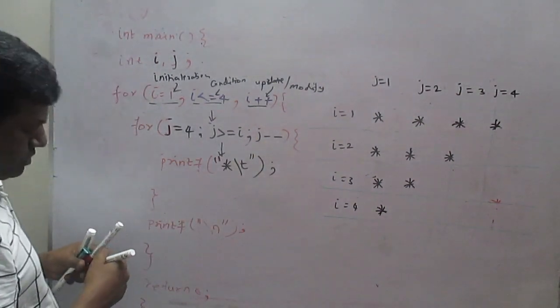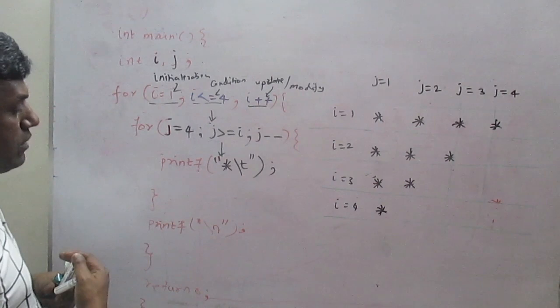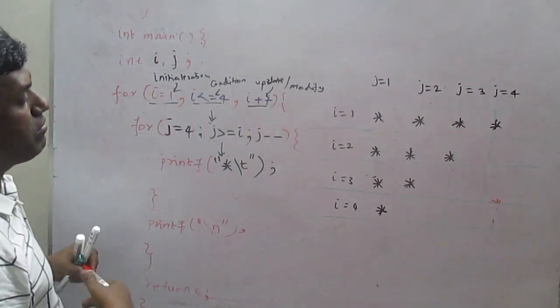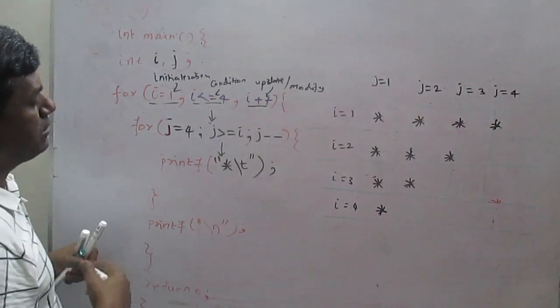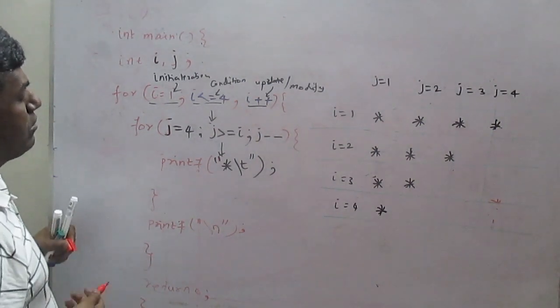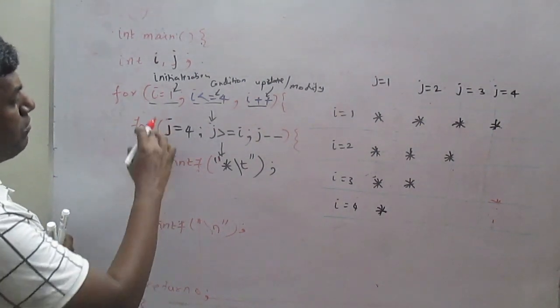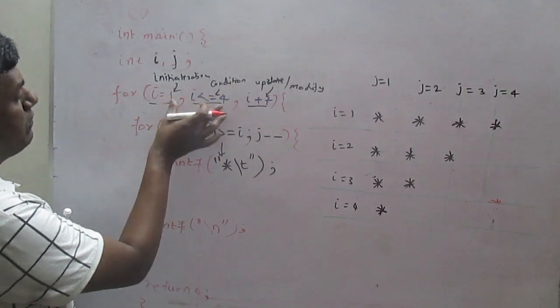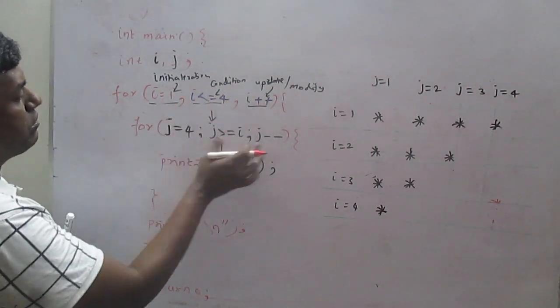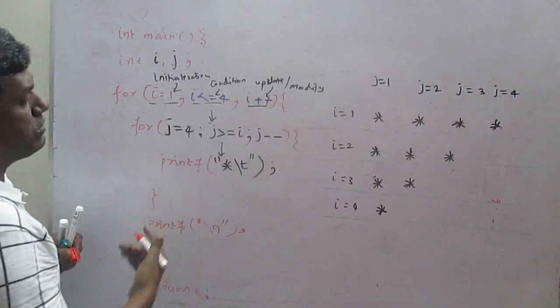How this works, we will see. It works in the same manner as the previous programs. We did not disturb the i loop, only the j loop we have changed. Let's see how it works.